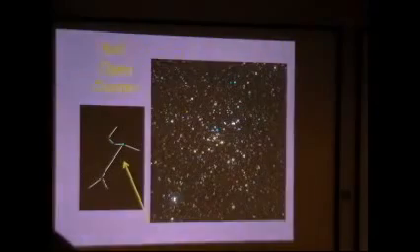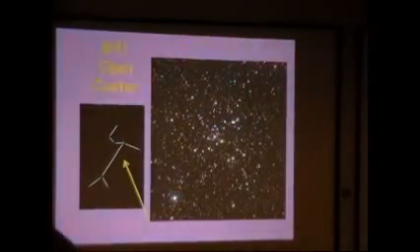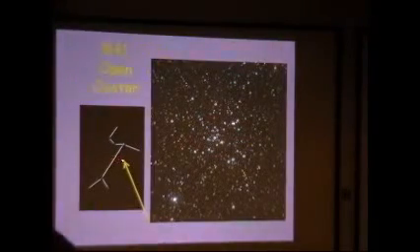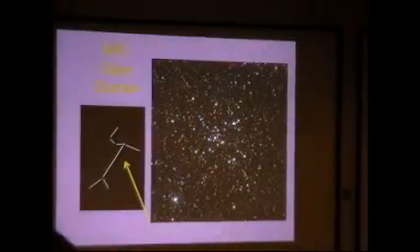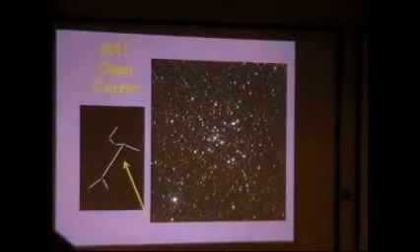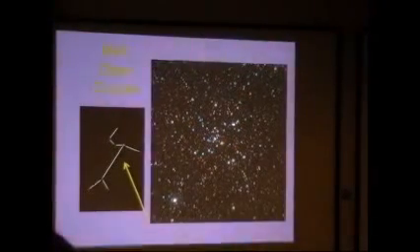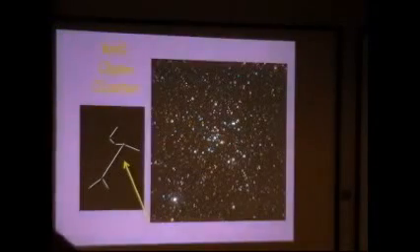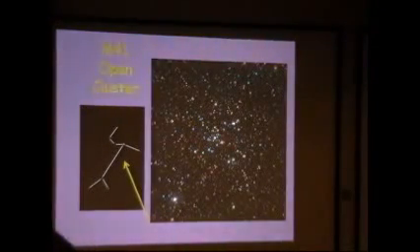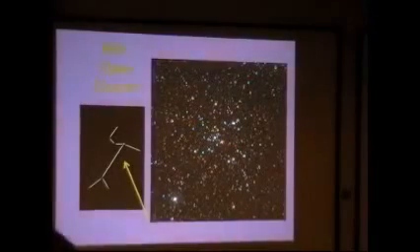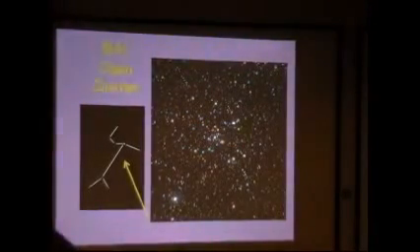To find M41, follow the backbone of the dog down. We'll find a little triangle of stars right about there, and it's just right beside it. And it's got a 6 magnitude star in the field, so you can easily see it. Now, if you're not driven inside by the cold by now, spend a little time sweeping through Canis Major. It has a lot more nice open clusters embedded in the Milky Way.